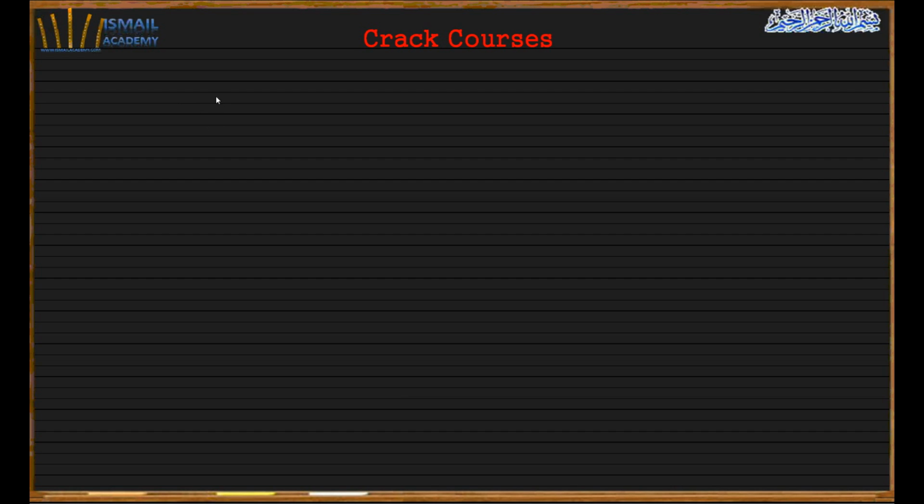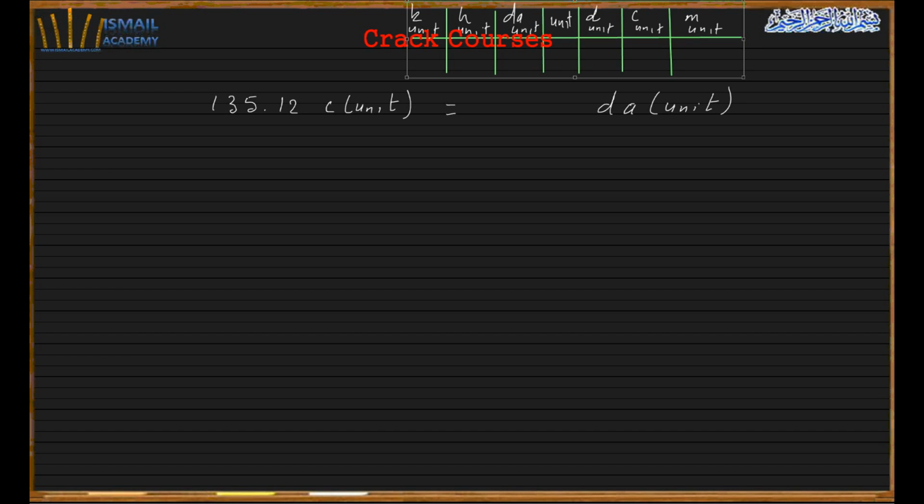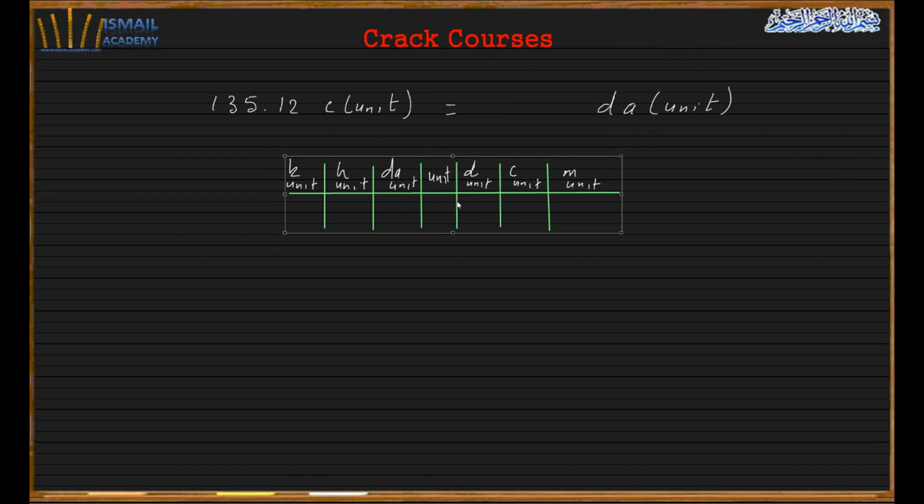for example 35.12 centi-unit. I want to convert this one to, for example, deca-unit. So let me get my table, and after that I will show you how to convert without using the table. So I will show you without using the table. So first let me write down this in my table.